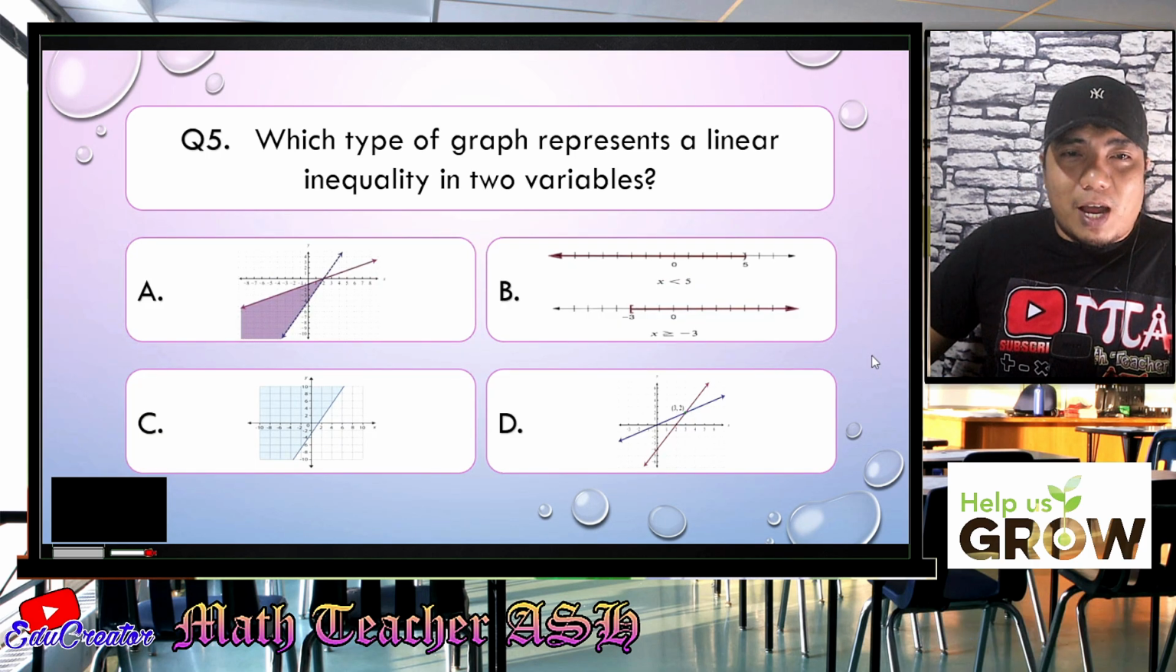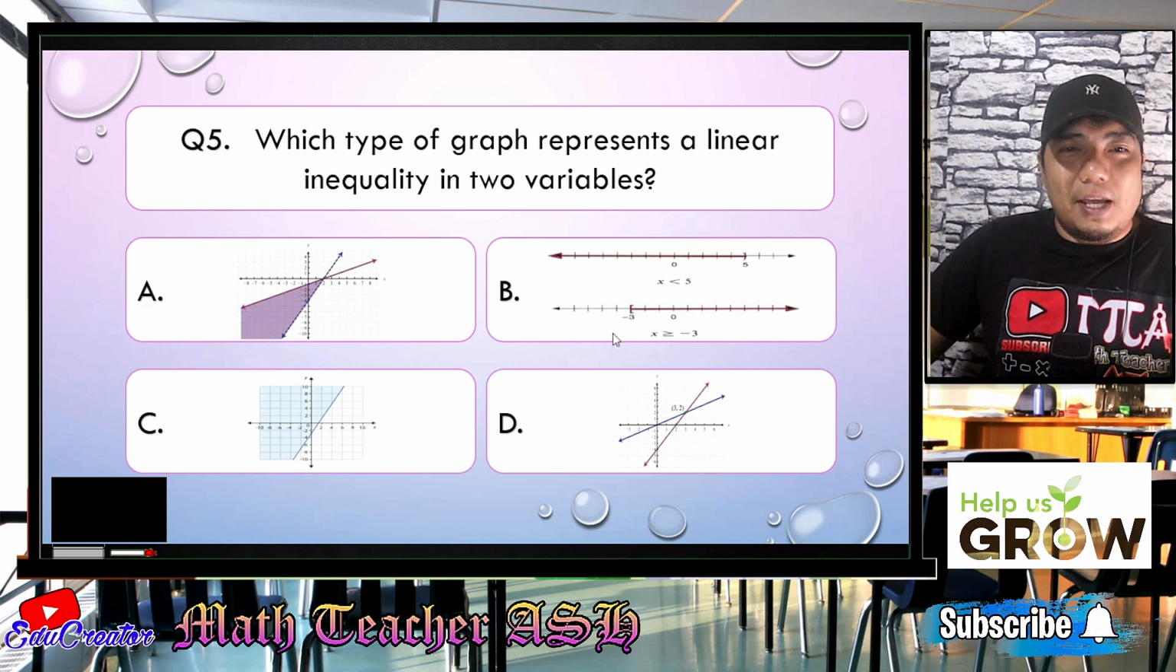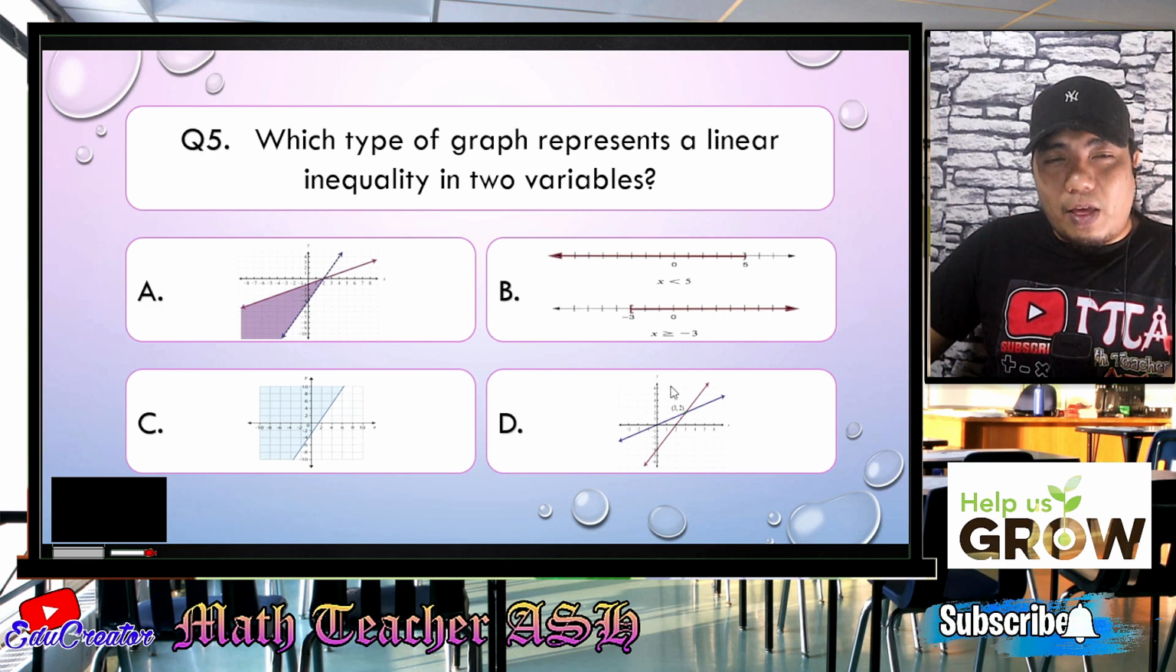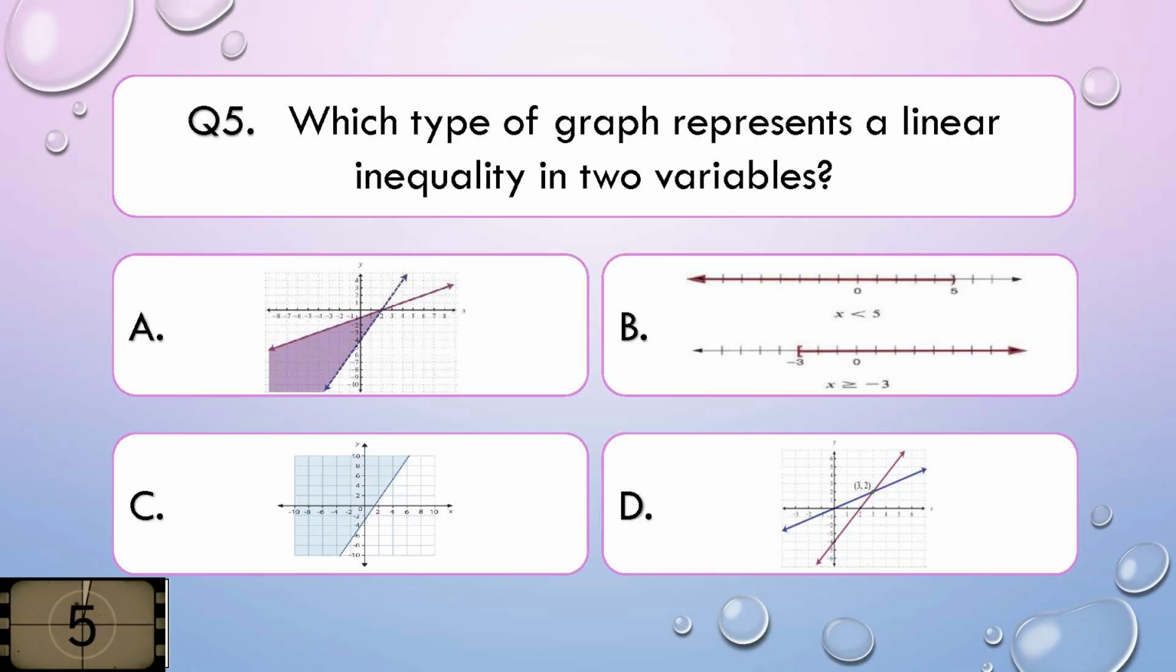Which type of graph represents a linear inequality? Is it A, this one, B, this one, C, this one, or letter D, this one? I'll give you 5 seconds to think about your answer.